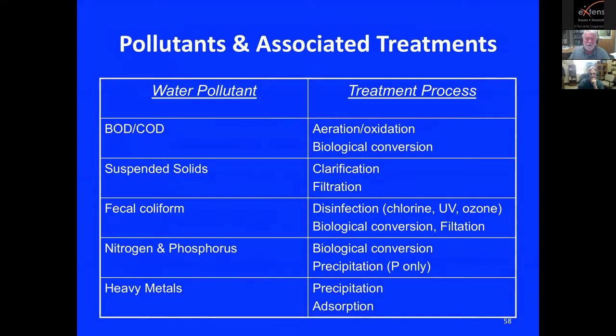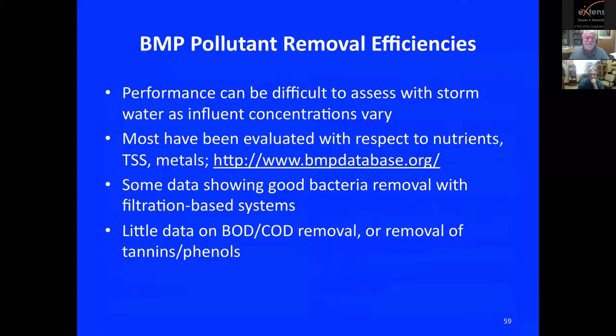So what are the pollutants and what are some of the associated treatments? This is a table, and I'm not going to read this thing to you, but these are the treatments that are associated with different water pollutants. Down at the bottom, we use precipitation for metals. We use precipitation for phosphorus. Going up, we use biological conversion. And when we have BOD and COD, we use aeration. So that's kind of the range of the things we do, and we can have to use almost all of these in some situations.